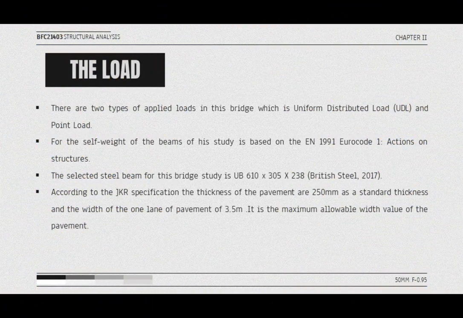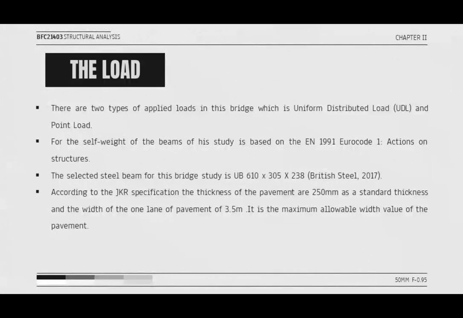The load. There are two types of applied loads in this bridge, which are uniformly distributed load (UDL) and point load. The self-weight of the beam in this study is based on EN 1991 Eurocode 1, Actions on Structures. The selected steel beam for this bridge study is UB 610 x 305 x 238, British Steel, 2017.